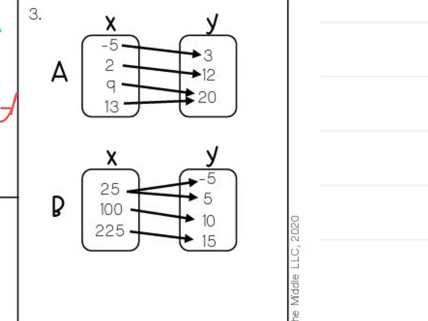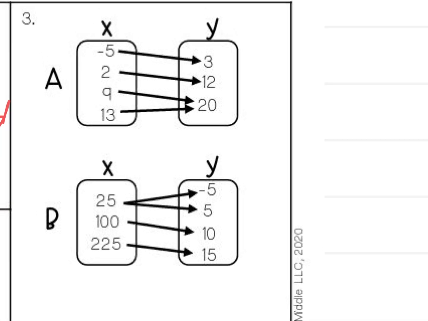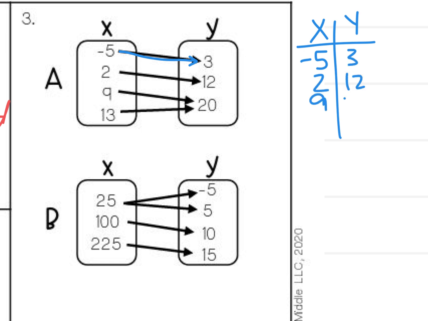All right, let's look at a mapping. Now, if you don't remember how a mapping works, let me refresh your brain. You have your X's or your inputs and your Y's or your outputs. And the arrow is telling you essentially this is a coordinate point, or you could make a table, right? And it tells you which input goes with which output. So we have -5 goes with 3, 2 goes with 12, 9 goes with 20, 13 goes with 20. And that's going to help you see, all right, I'm looking here at my X's. Is this a function? Yes, this is a function.